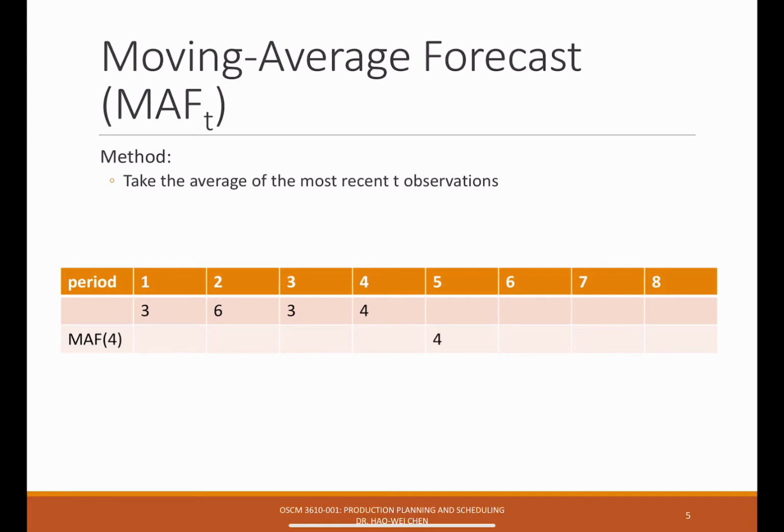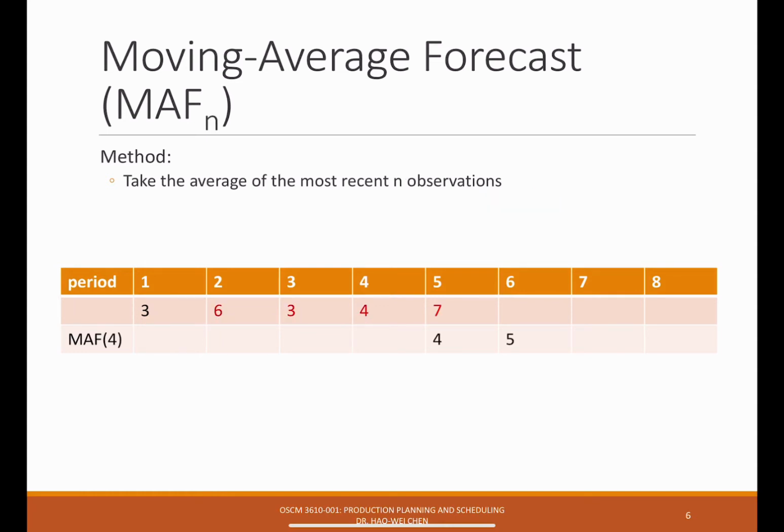For example, if we want to calculate the forecast for period number 5, and we want to do the calculation based on the most recent 4 observations, then the calculation will be based on these 4 numbers, and the forecast result for period number 5 will be 3 plus 6 plus 3 plus 4 divided by 4. That's how we get the number 4 here.